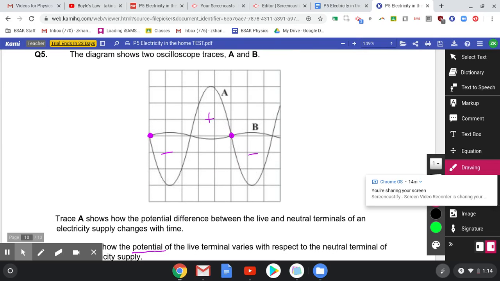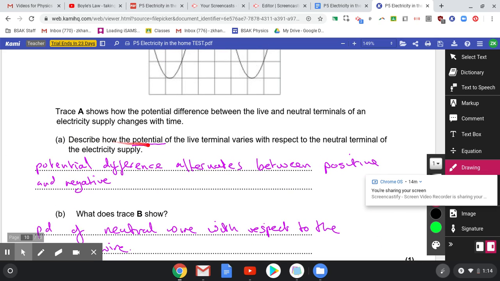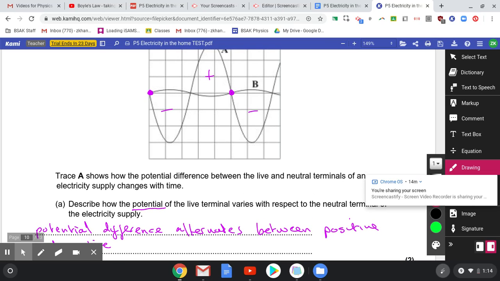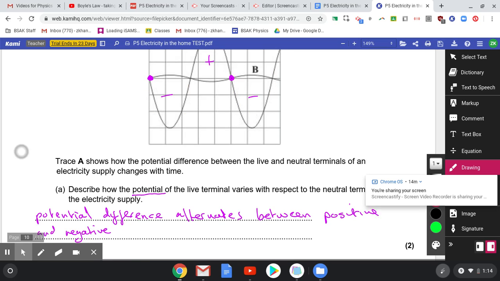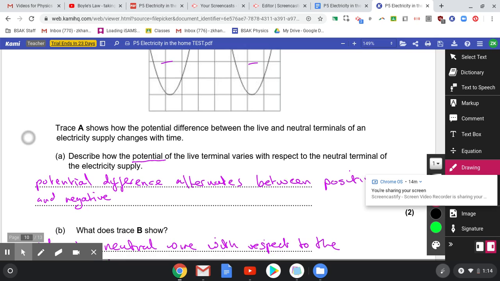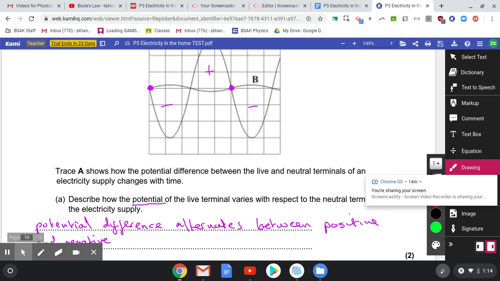Question 5. You've got an alternating display. It says, describe how the potential of the live terminal varies with respect to the neutral. So what we've got is trace A. If you look at it, it's fluctuating, alternating, and that's exactly what we say. The potential difference alternates, that's one mark, between positive and negative. So that region is positive, that region is negative.